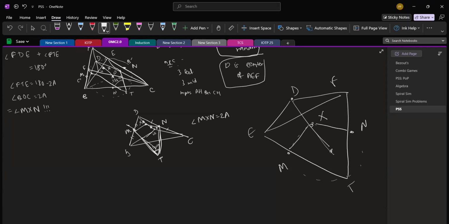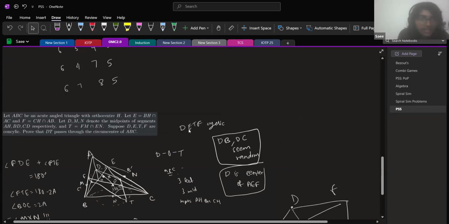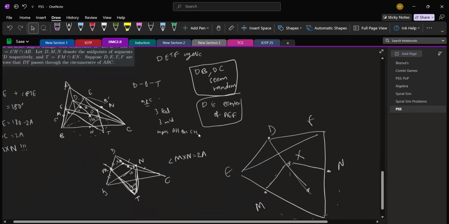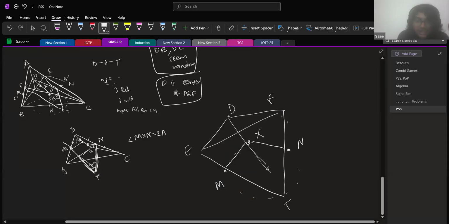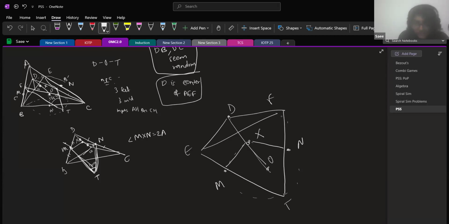DEFT would also be cyclic by itself. Yes, that is given, right? DEFT cyclic is given. And you also know MXTN is cyclic, which is quite neat. What you want to show is that DXO, we already know D, X, O are collinear because that's how we define things. What you want to show is that T also lies on this line. So now we use that point T.